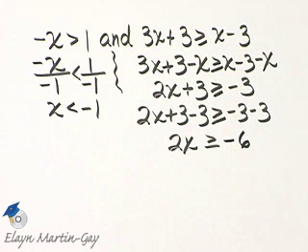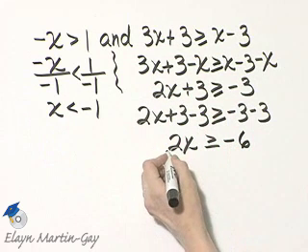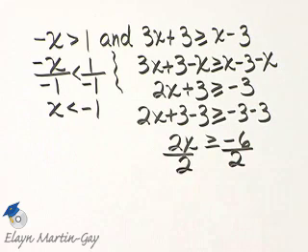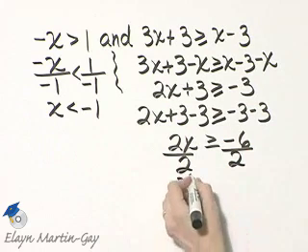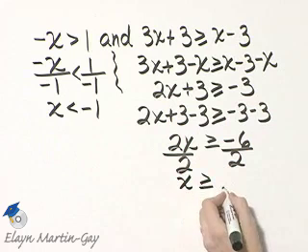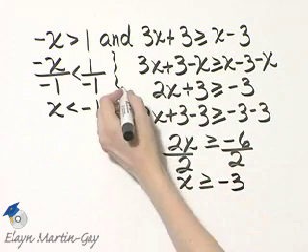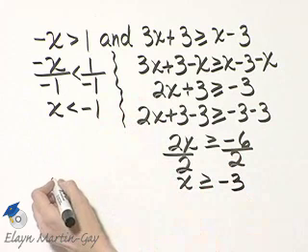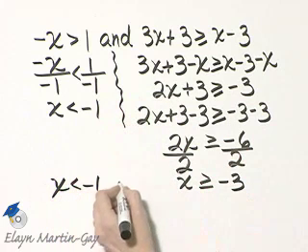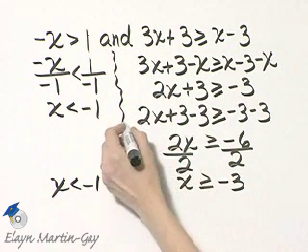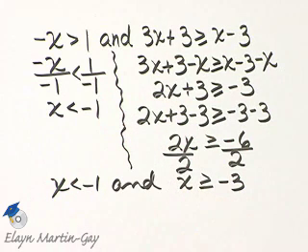Don't worry about this being negative, worry about what you divide both sides by. And I'm dividing both sides by positive 2, so I do not reverse the direction of my inequality symbol, and I have x greater than or equal to negative 3. So I have x less than negative 1 and x greater than or equal to negative 3. Write these two inequalities down because we're about to go to a few number lines.